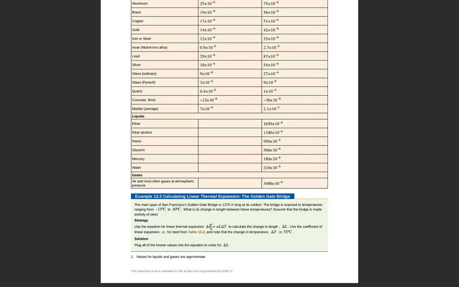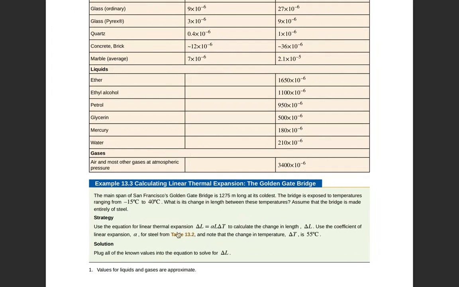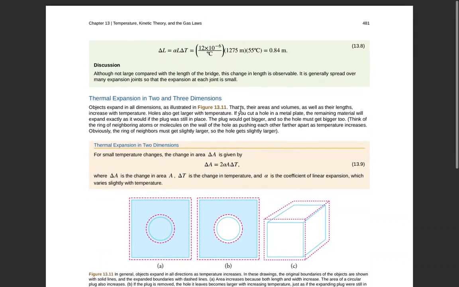Okay, so our strategy is to use that same equation we just learned, and we are also given that coefficient of linear expansion, and the difference between the temperatures is your final, 40, minus a negative 15 degrees Celsius. So those two negatives become a positive. So you have 40 plus 15. That would give you the 55 denoted here. So essentially just plug in. You plug in that 12 times 10 to the negative 6 times 1,275 meters times your 55. And that'll give you 0.84 meters. That is the change in length.